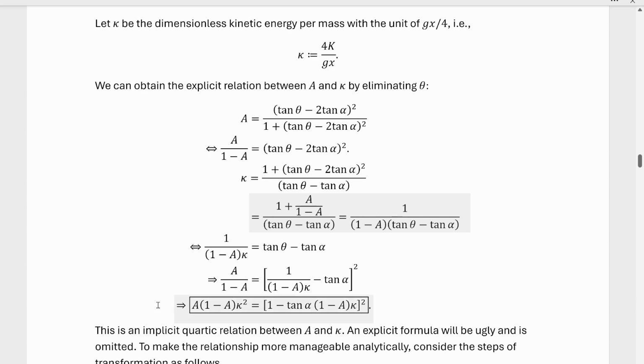This is an implicit relationship between a and kappa, and this is also a quartic relation, because on the left-hand side we can see there is a term a squared times kappa squared that gives a degree of 4. An explicit formula will be ugly, and therefore it is omitted. However, it is possible to transform the variables and get a cleaner relationship, so that it is more manageable analytically, which we shall show next. However, for the rest of the analysis, I will stick to this boxed equation right here, because I'm displaying everything on Desmos, which has no problem handling quartic implicit relations.